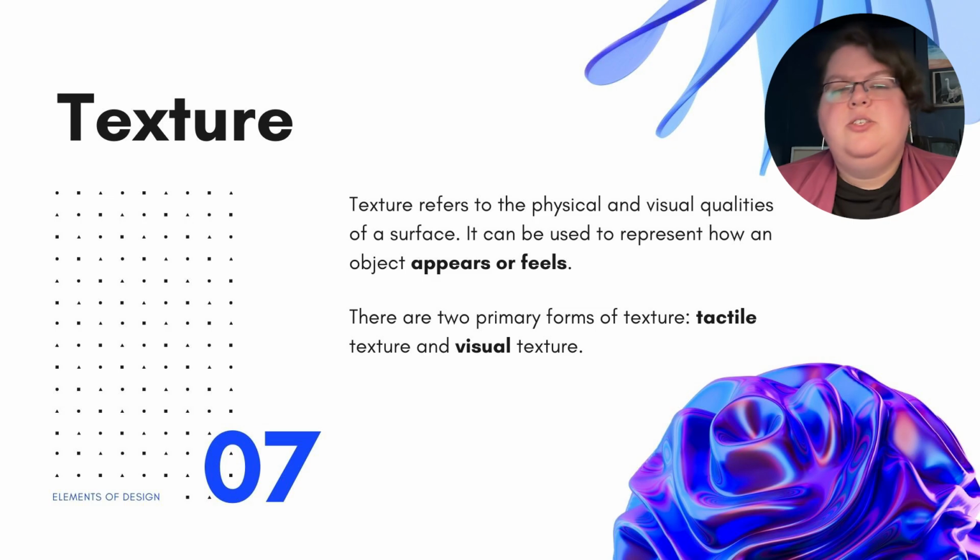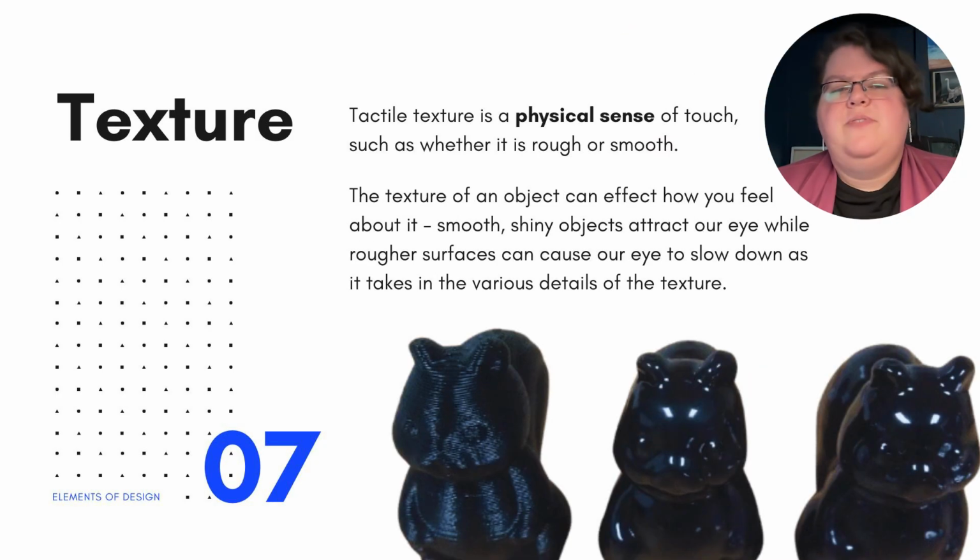Lastly, texture describes the look or feel of the surface of an object. Tactile textures are textures we can feel, such as soft fur or rough sandpaper. In visual design, we're mostly concerned with visual or implied textures, which are textures we can see. Tactile texture is a physical sense of touch, such as whether it is rough or smooth. The texture of an object can affect how you feel about it.